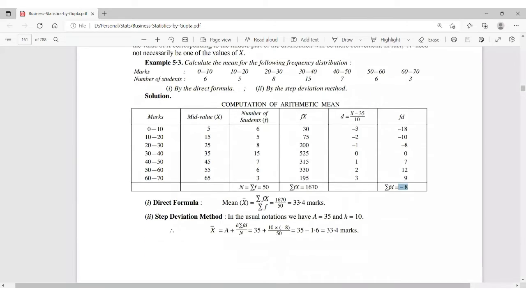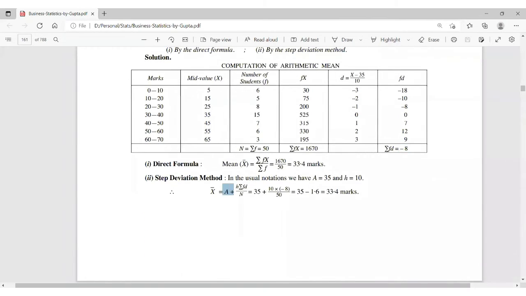Summation of FD comes to minus 8. The formula is A plus summation of FD into N into H. The A in this case is 35, we assume the mean as 35, plus H is 10, total of FD is minus 8 upon this number. On solving these two, the answer comes to be 33.4.